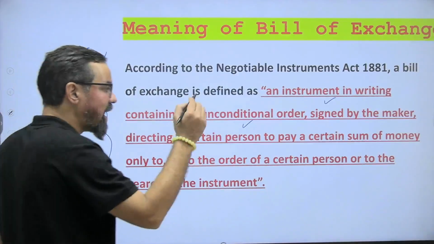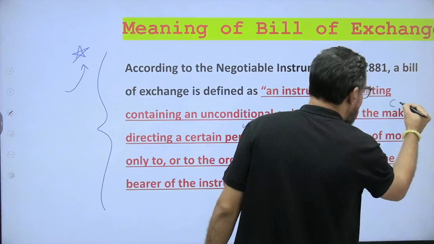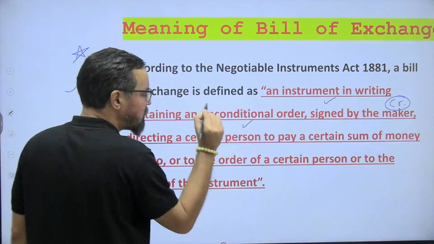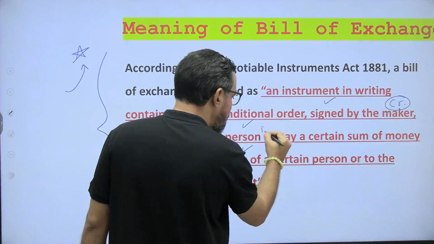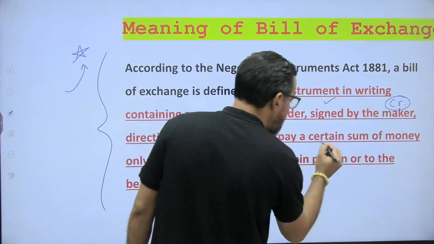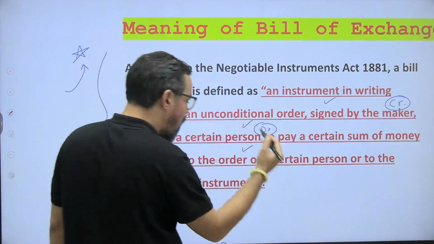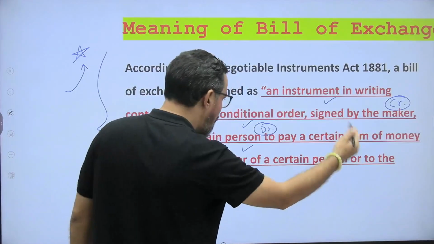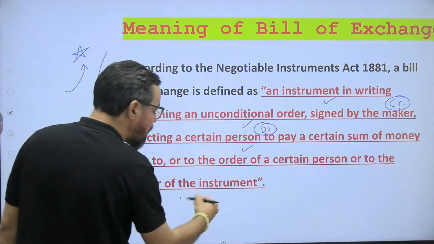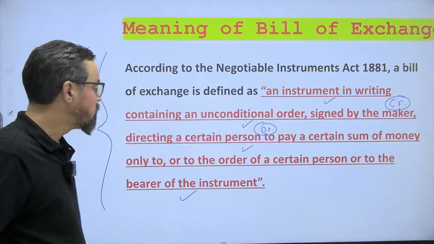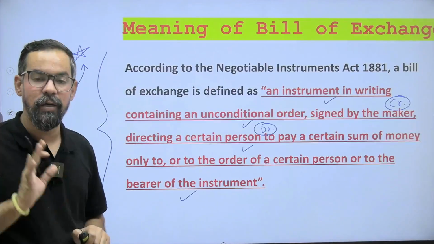Signed by the maker. Maker means creditor, directing a certain person who is the debtor to pay a certain sum of money only to, or to the order of, a certain person, or to the bearer, which can be any third party in case of endorsement, right? So this is the definition of your bill of exchange.